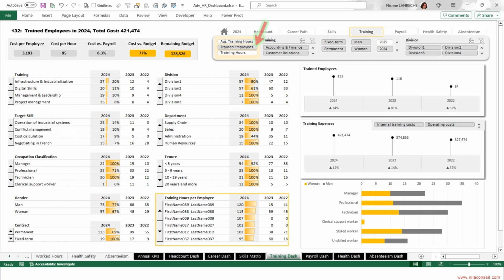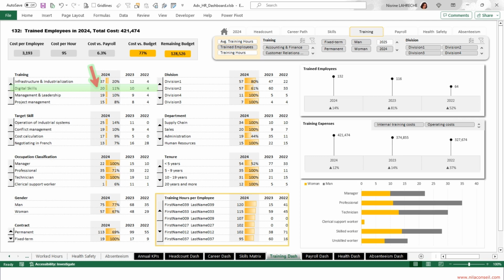When analyzing the number of trained employees, this column shows the percentage of trained employees. 100% of company managers have been trained during 2024. 71% of professionals were trained, most of them are men. One clerical support worker was trained, it is a woman. Nearly 70% of permanent employees have been trained, thus 113 employees. All staff employed in the company for more than 4 years have been trained.